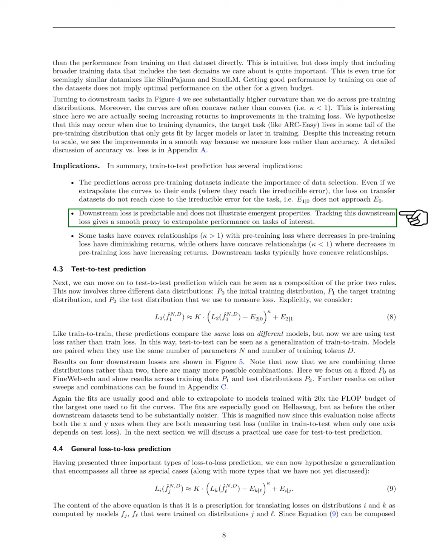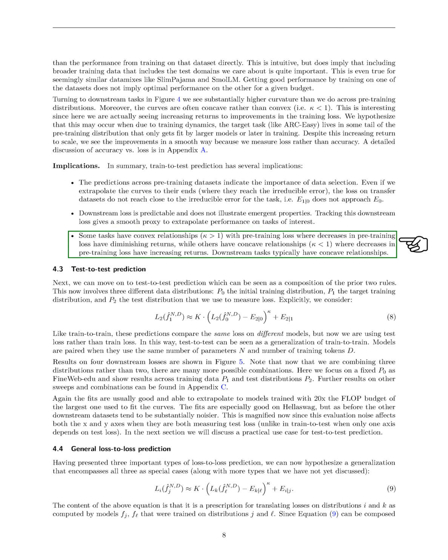We observe that downstream loss is predictable and does not reveal unexpected properties. By tracking this downstream loss, we can smoothly estimate performance on relevant tasks. We notice that some tasks have a convex relationship with pre-training loss, where reducing pre-training loss yields smaller benefits, while others have a concave relationship, where reductions lead to greater benefits. Typically, downstream tasks exhibit concave relationships.